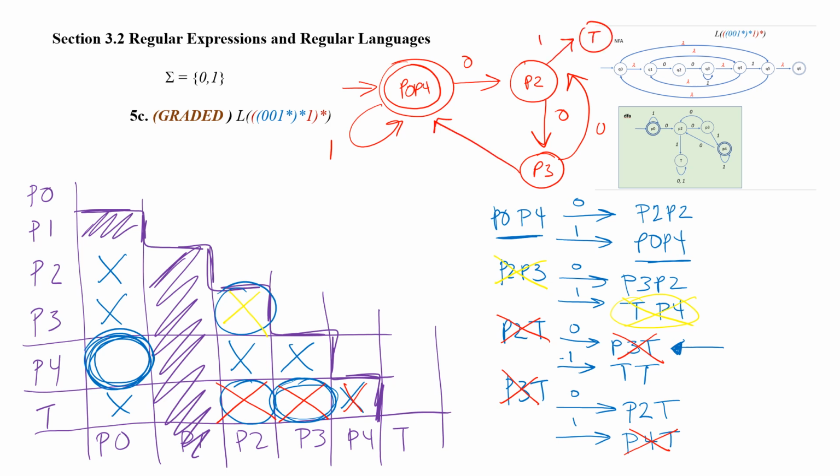P3 with a 1 is going to go back there. And I think that that's it. And then we just have to put the 0, 1 on the trap. So we have our new minimized DFA, and we went through the process, we practiced, and that's the whole point of this assignment, was to practice.